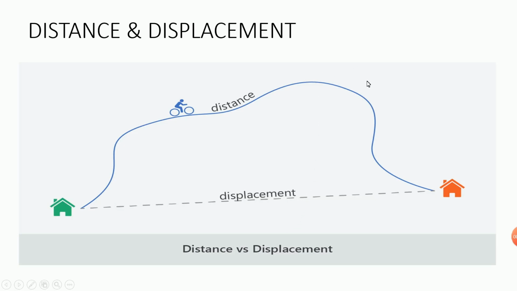So the total path I have traveled is the total distance for me. But the displacement is known by my starting point and my ending point. The shortest between these two points is known as displacement. I hope everyone understands the difference. Of course, we are in UGC-NET, so we need not worry about displacement. Still, I wanted to clarify this in this class because they are interrelated.